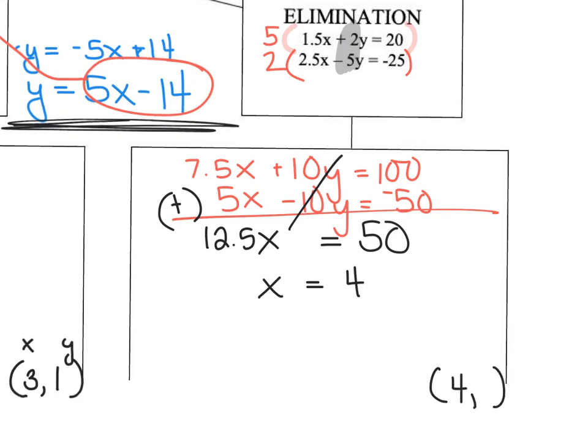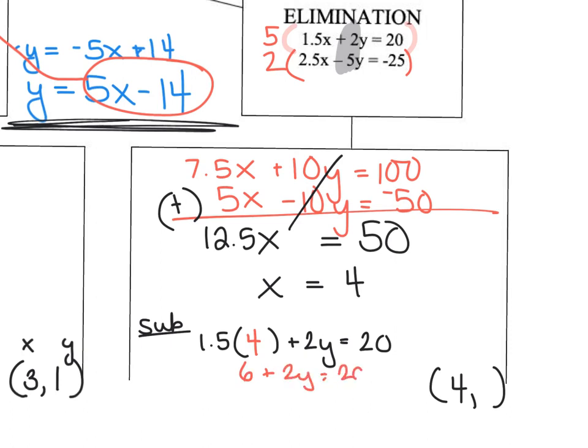Now you can't avoid substitution altogether. You're going to go back to one of your original equations and substitute this 4 in for x. I'm going to plug it into the top one, which produces 6 plus 2y equals 20. If I subtract 6 from each side, I get 2y equals 14. Divide by 2 and I get y is 7. So these two lines intersect at the point (4, 7). That's the solution to my system.